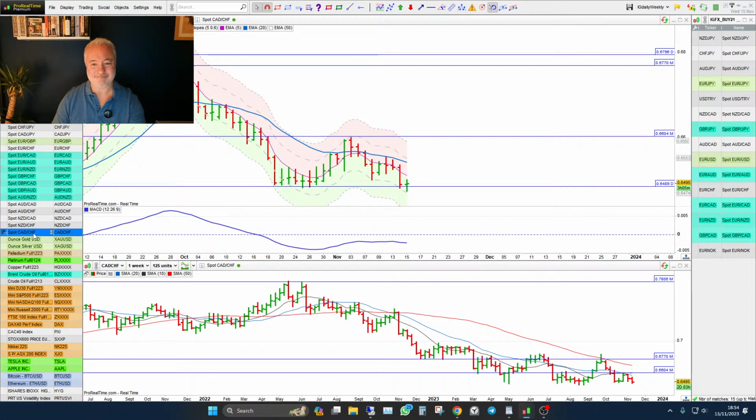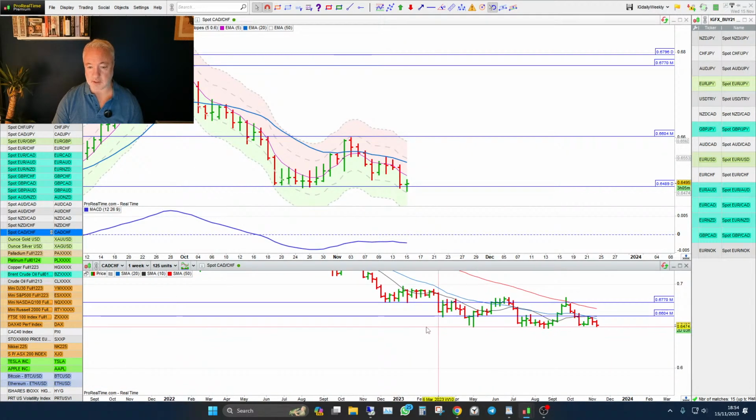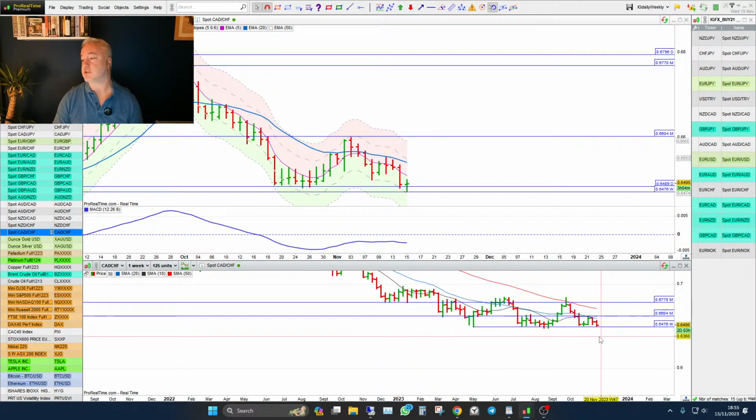CAD Swissy, nothing really. It could be a double bottom here. I'd be cautious. We've got a slightly higher MACD. And if you finish a bullish candle here, we might end up with a bit of a double bottom. But also, when you look at it from a weekly perspective, we're clearly at a very significant level here. So be very cautious with that. It looks like it might actually break to the downside.